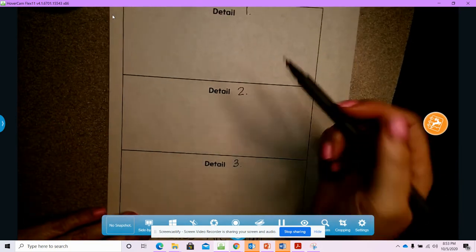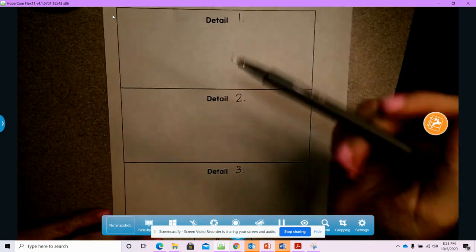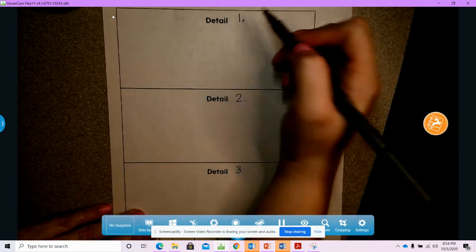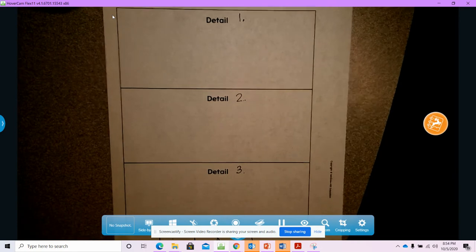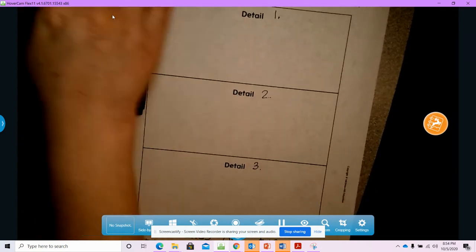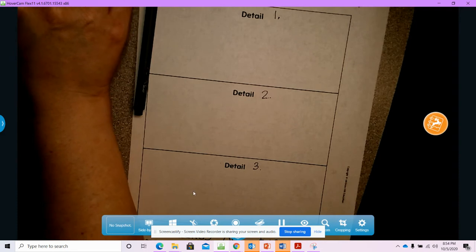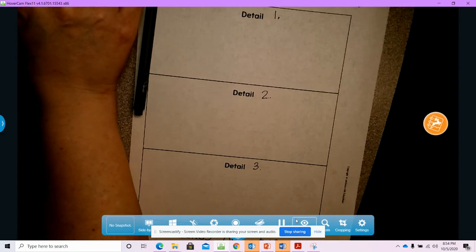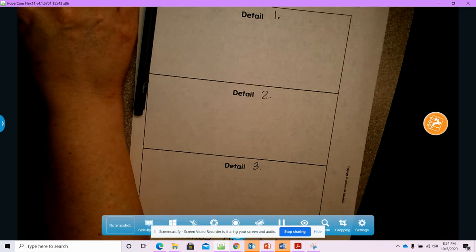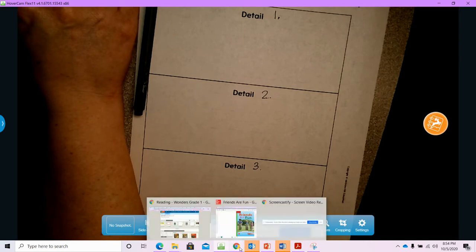So remember, details are pieces of important information in the story we're reading. So we're reading the story Friends Are Fun. So you're going to look out for important information in the story we're reading. What's the most important things that we can find in our story?